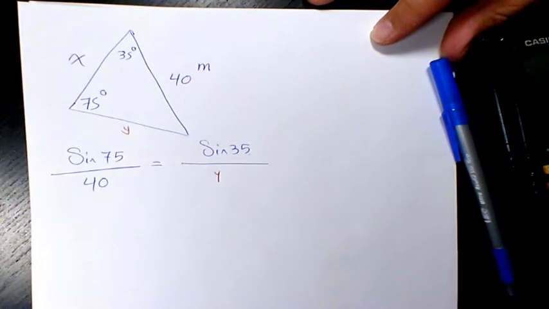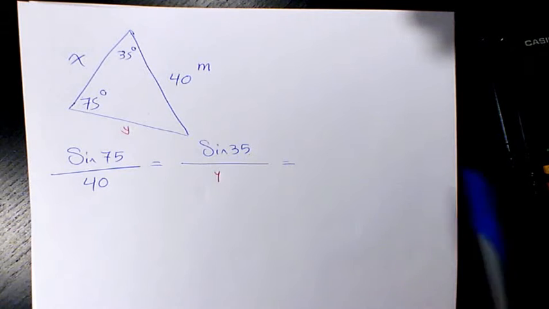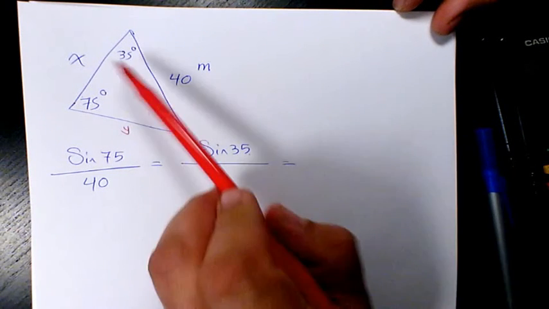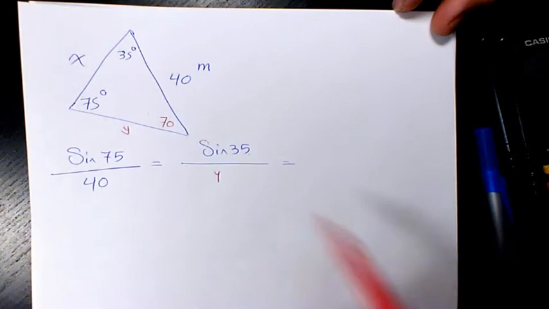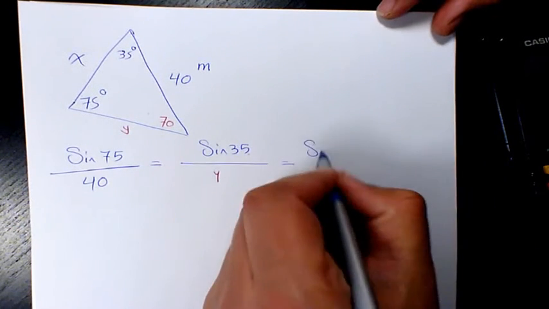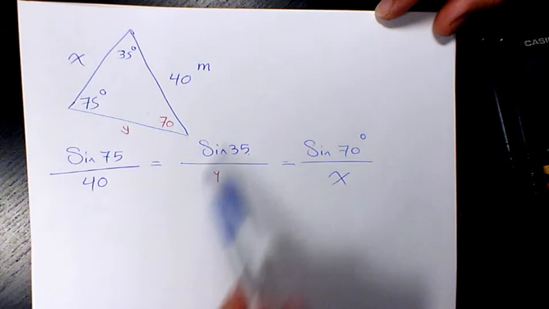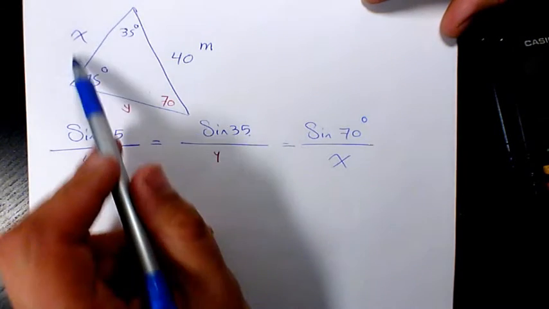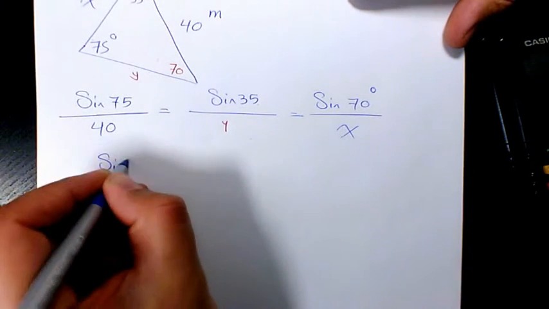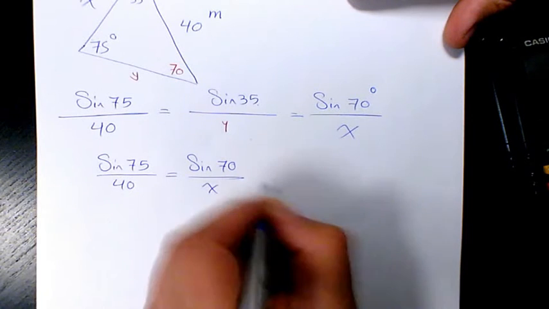And we know the summation of all angles in any triangle is 180 degrees. 35 plus 75 is 110, so this angle is going to be 70, because 180 minus 110 is 70. So we have sine 70 degrees over x. We basically don't need to write the y part, because we are not interested in finding it in this example. We want to find x. So we can say sine 75 over 40 equals sine 70 divided by x.